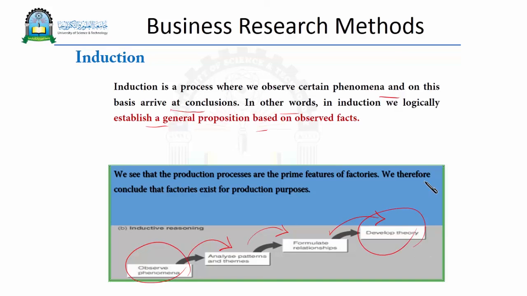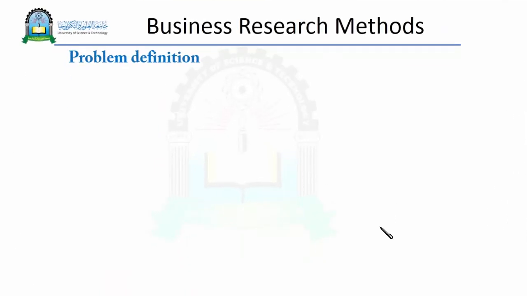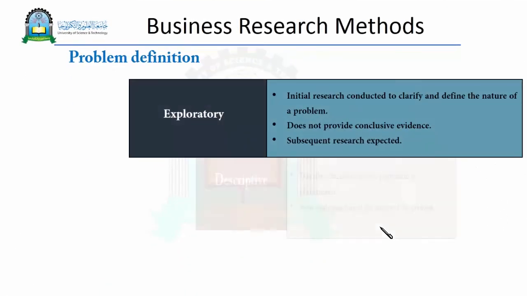So we see that production processes are the prime feature of factories. We therefore conclude that factories exist for production purposes. So we observe things and problems and phenomena, and then come up with a theory, and this is the highest level of contribution in business research.